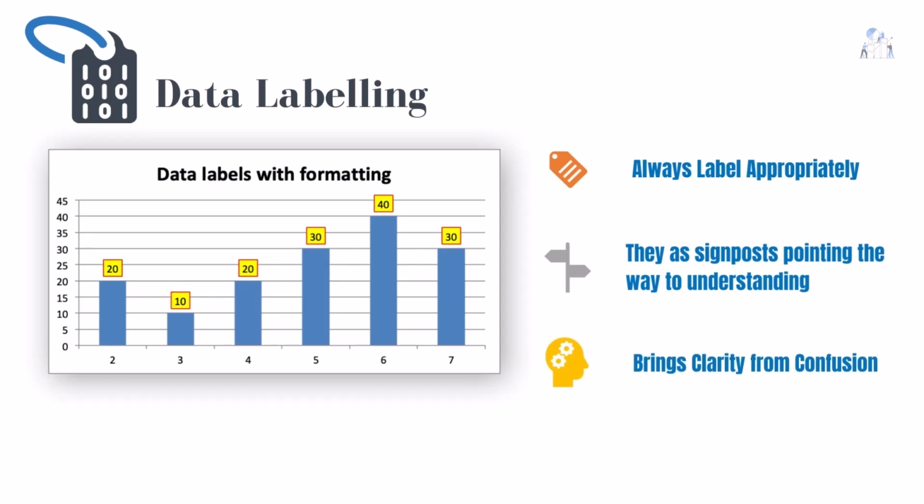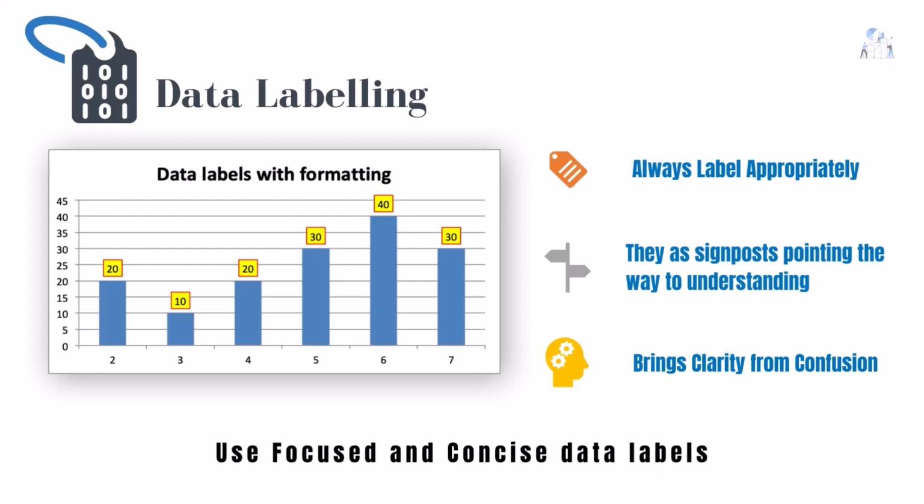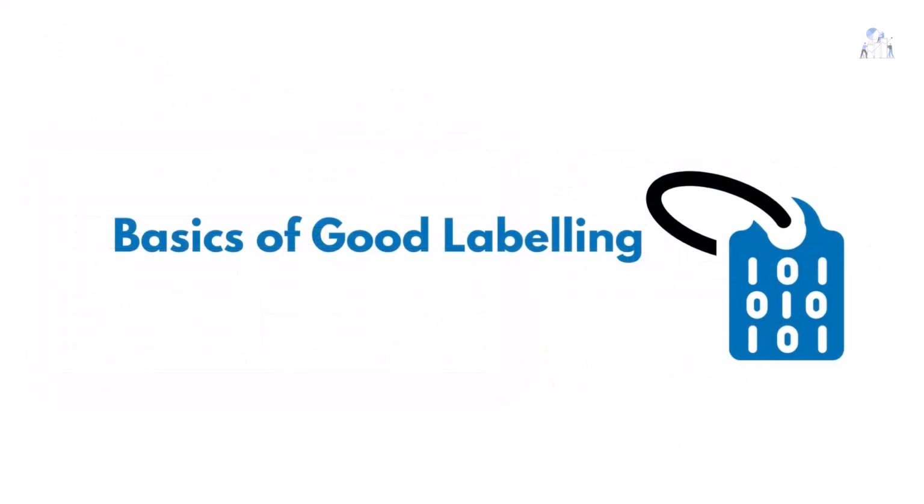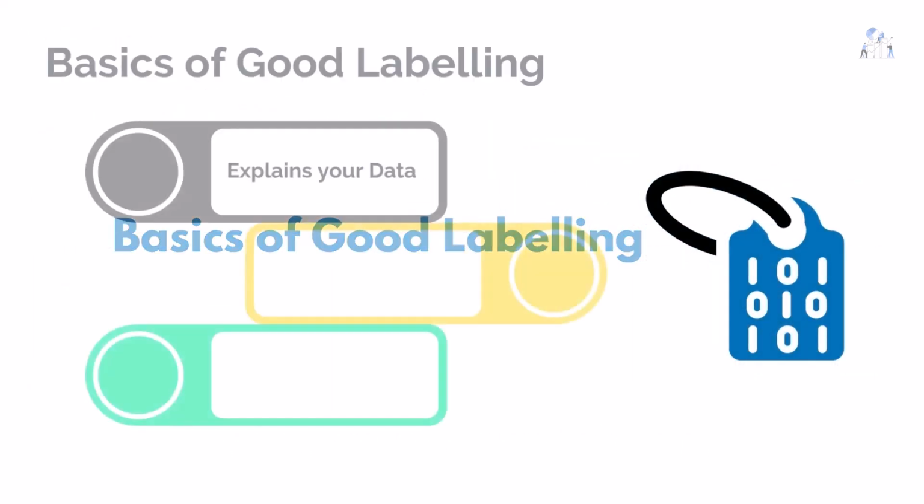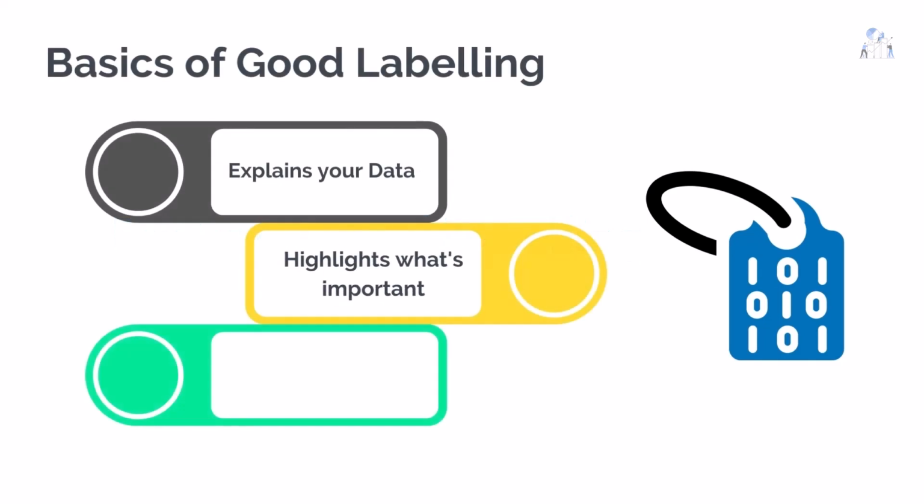Label as little as possible. If you label everything, you are saying everything is important, but for the audience, nothing will be important. When you use concise, focused story labels, it can also be useful to help tell the story for you. A few of the basics of good labeling are: they explain your data, highlight what is important, and they tell your story.